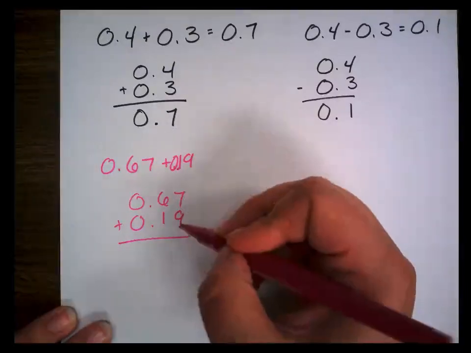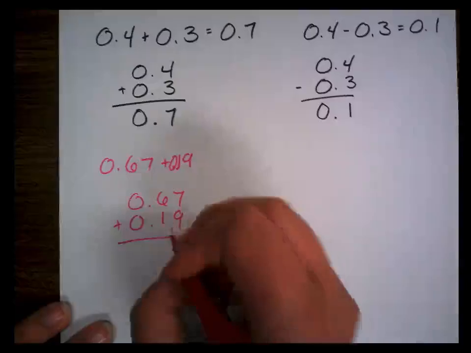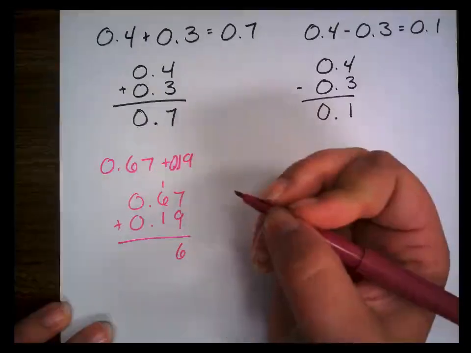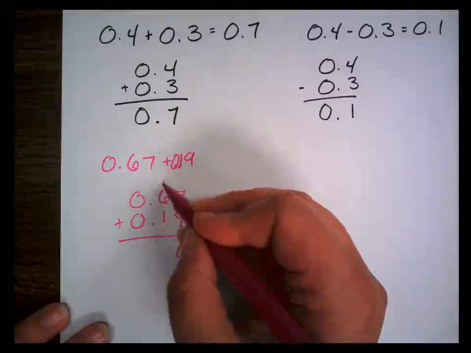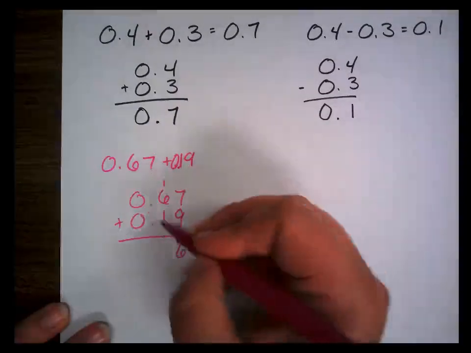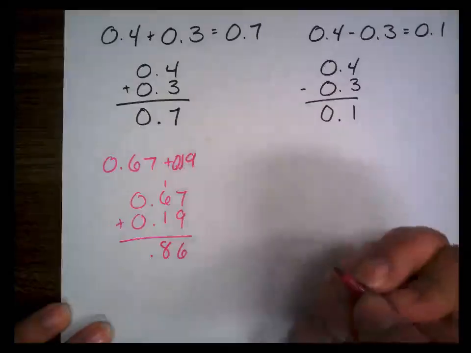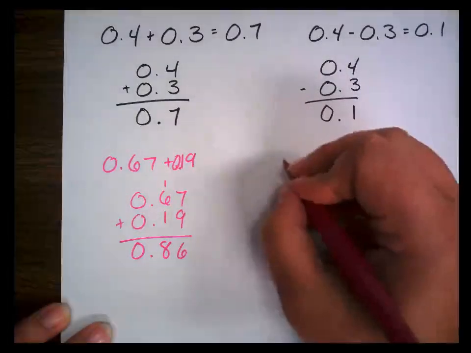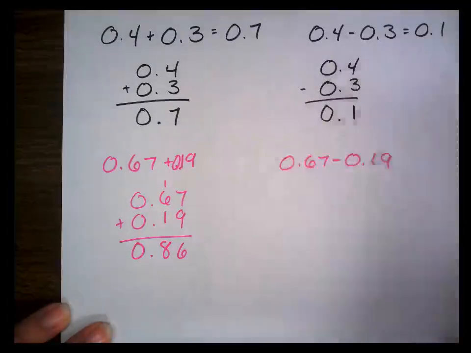So I'm going to start at the back here with the hundredths place. 7 hundredths plus 9 hundredths is going to get me 16 hundredths. I'm going to carry the one like I would normally carry the one. Now, because it's now a tenth, 1/10 plus 6/10 plus another tenth is going to get me 8/10. I'm going to drop down the decimal point and then 0 plus 0 is 0.